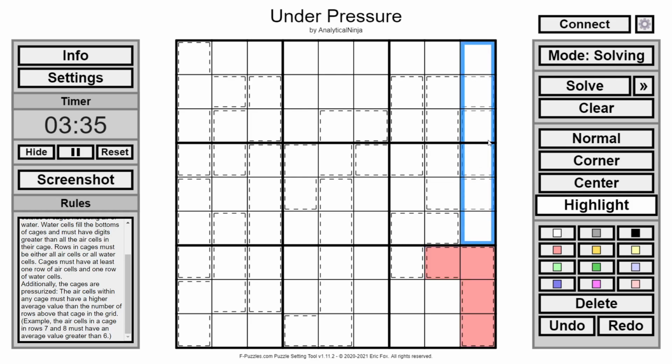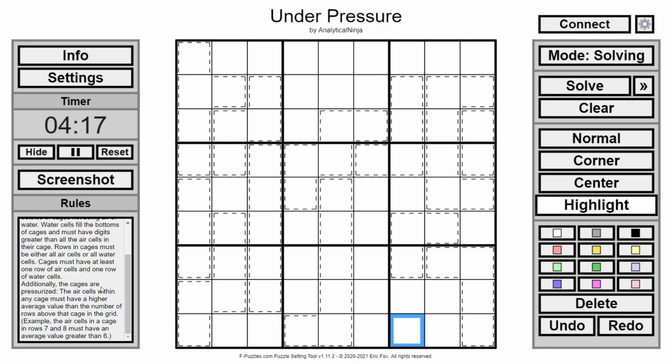So because there are 6 rows above this pink cage, whatever air cells we choose, let's say we chose those, then the average of the air cells would have to be 6 or greater. So we could have a lower number than 6, but overall the average would have to be higher than 6, which is going to be tricky for the lower cages. Yeah. I think that's it.